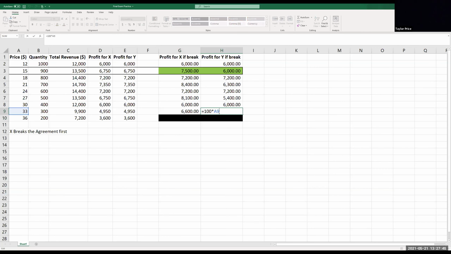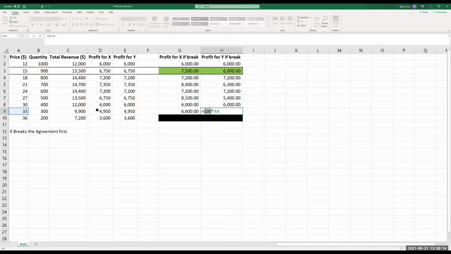And then firm Y is only going to sell 100 at this price, because remember, firm Y did not cheat first. So they're still going to sell the quantity under the old agreement. Does that make sense, at least for that first step? Yeah, so basically, because we won't be given the profit for X and profit for Y, we'll just divide the 7,200 by 2, and that's exactly what they make.